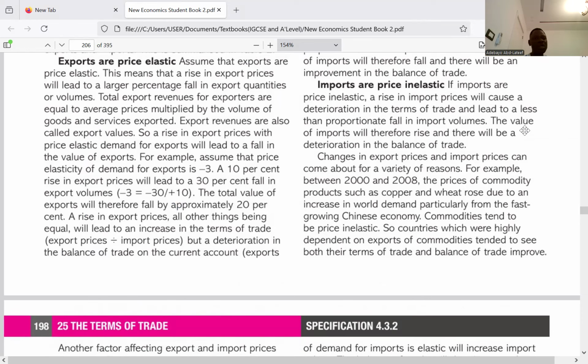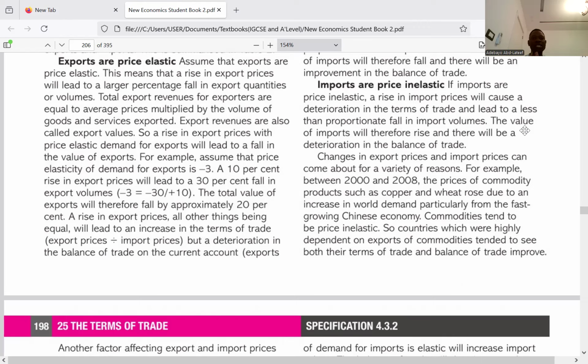The balance of payments current account will be affected because demand for exports would reduce. And if the demand for exports reduces, it deteriorates the balance of payments current account. On the other hand, a rise in the price of exports for a product that is price elastic will increase the terms of trade.